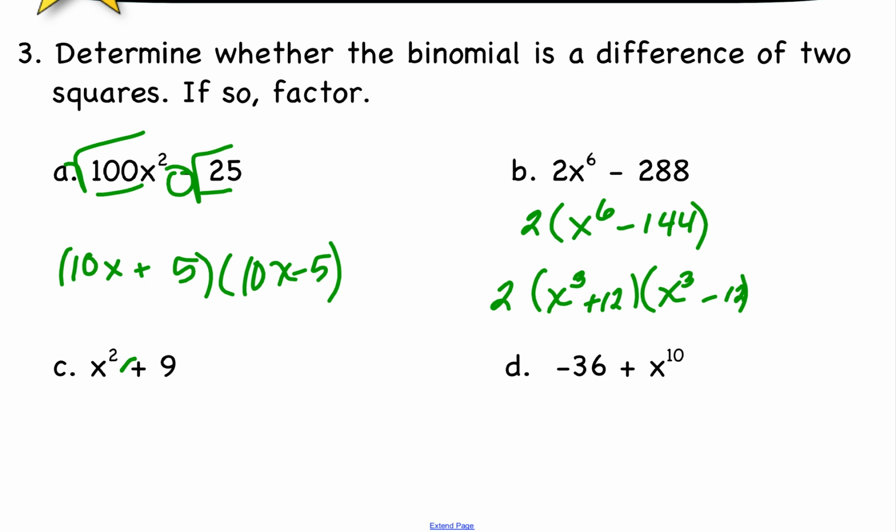Letter C, we do not have a difference of squares. We have a sum of squares. So we cannot do that one. That one does not factor as a difference of two squares, so we have to leave that one alone.